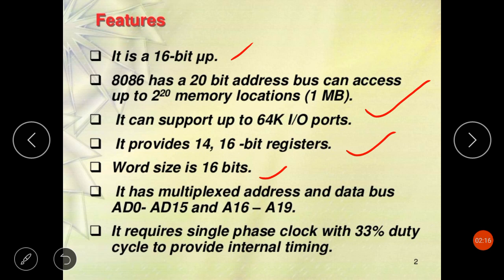Next point is, 8086 has a multiplexed address and data bus, which reduces the number of pins needed but does slow down the transfer of data. That is a drawback. Next point is it requires a single phase clock with 33% duty cycle to provide optimized internal timing.